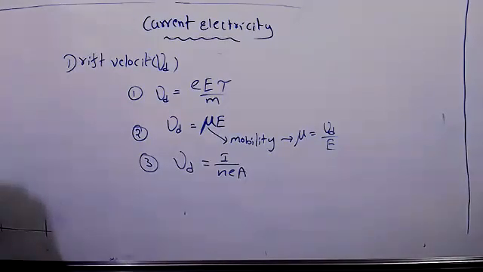Lakshmi, what is drift velocity? It is the minimum velocity with which the electron is drifted opposite to the electric field. Nice, very good, ma. Remember the three formulas. Yes, sir.